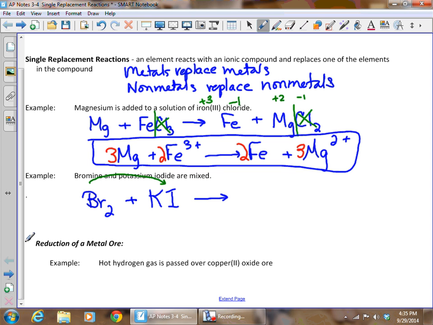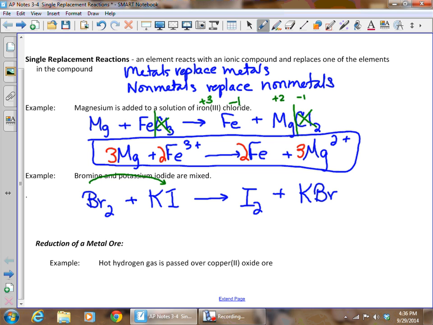Now in Chem 1 we had to worry about who was capable of bumping out who, who was more active, but in AP we're not going to have to worry about that because they're not going to give us a reaction that won't work. So this is going to work. We've got iodine bumped out by itself, and now we've got potassium and bromine together. Now the iodine is one of our diatomic elements, so we're going to need a 2 with that.